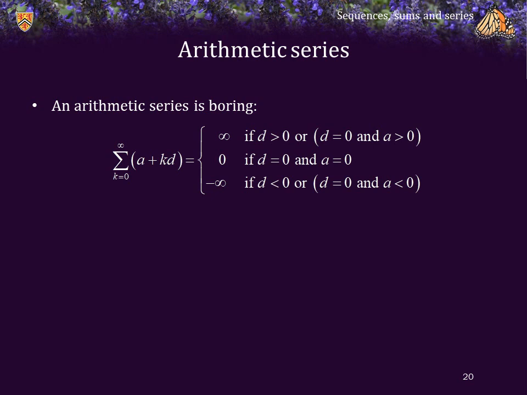It's also true if d is equal to 0 and a is a positive value. This infinite sum or series is 0 only if d is 0 and a is 0, and if d is negative or d is 0 and a is negative, then this infinite series is negative infinity. Not very interesting.